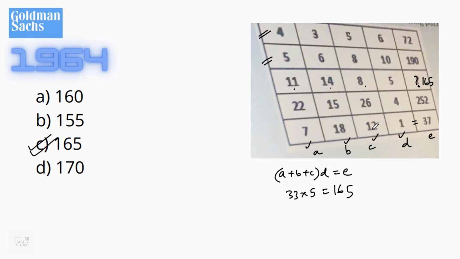Let's check once again. 10, 20, 30, 37 into 1 is 37, and 26, 20, 30, 40, 50, 61, 63. 63 into 4 is 252. It fits in with each and every column. The process of A plus B plus C into the 4th number D should give you the 5th number E. So option C, 165, is the correct fit in this particular puzzle.